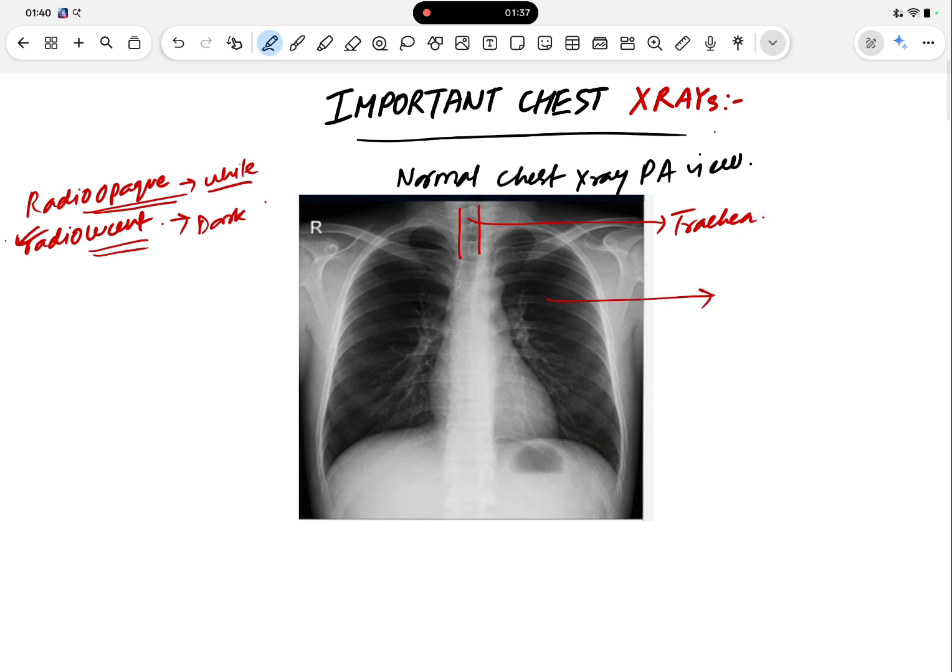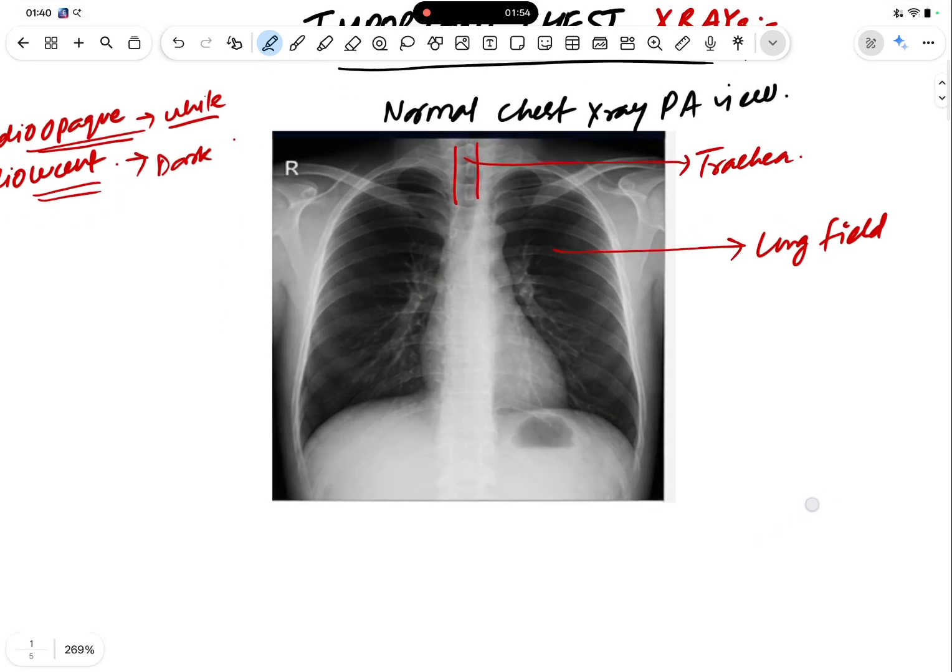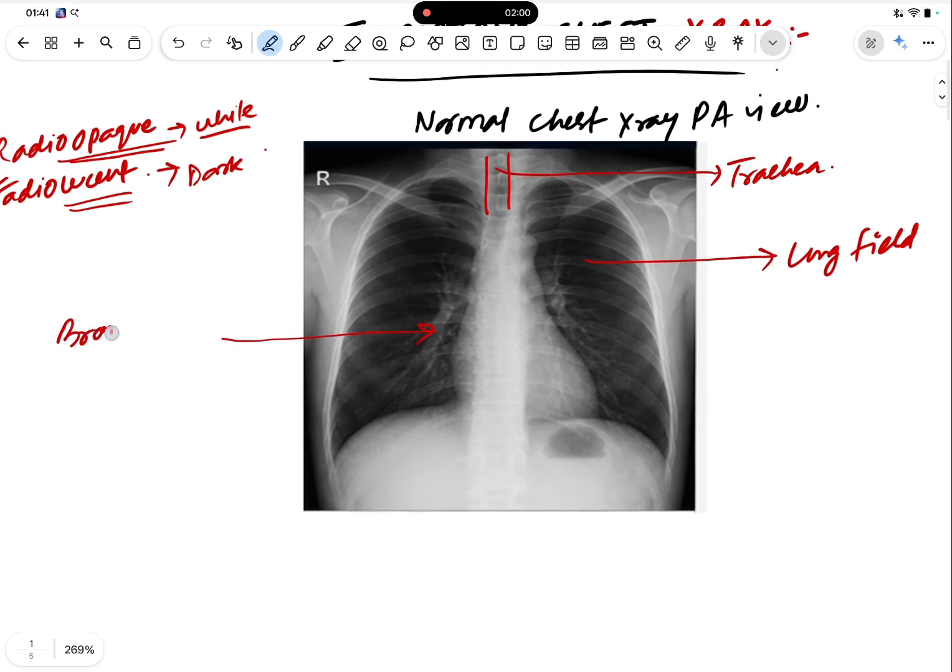These are the normal black areas, which means normal lung field, radiolucent areas. These markings are known as bronchovascular markings. This is the right side of the X-ray and this is the left side. Our right is the patient's left and our left is the patient's right.